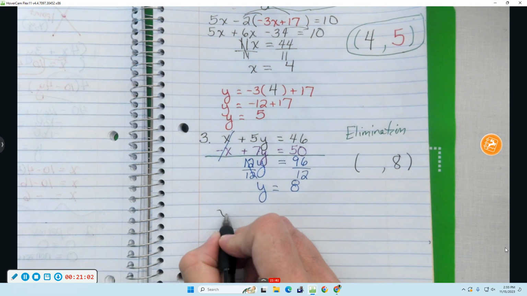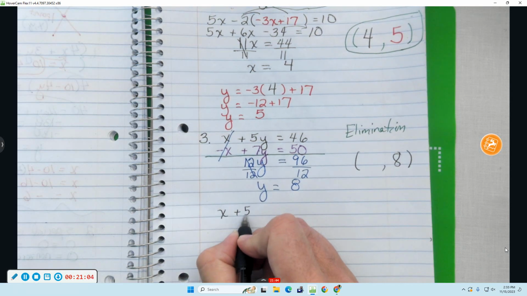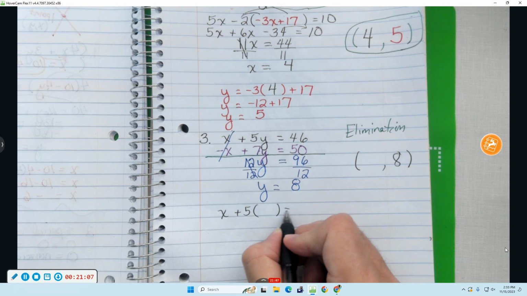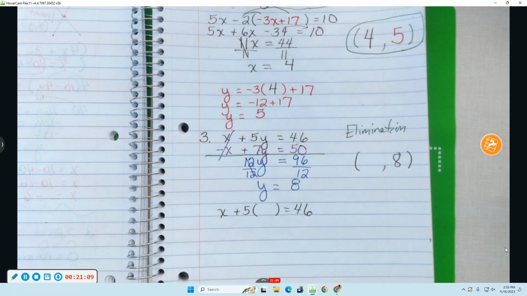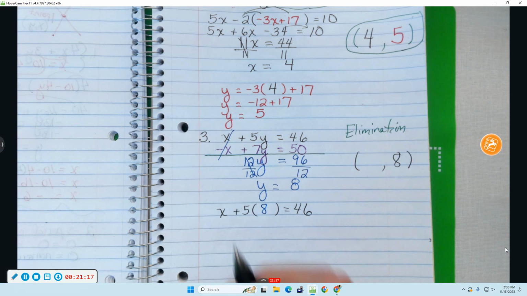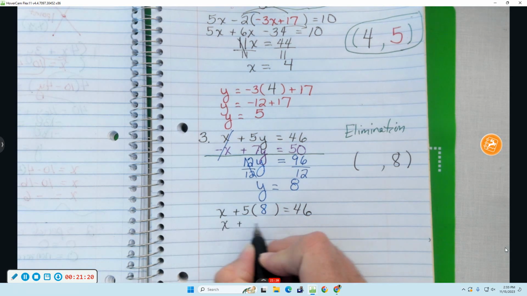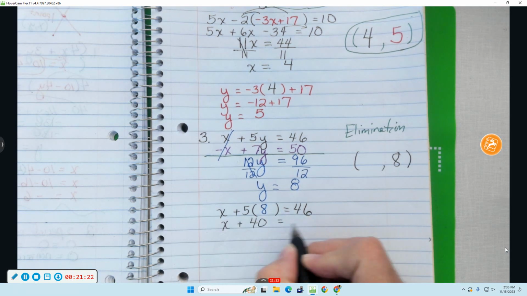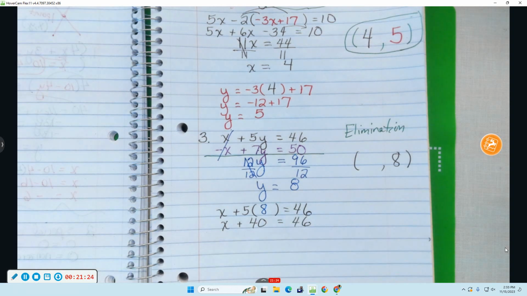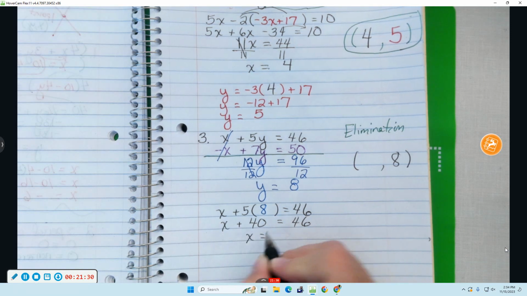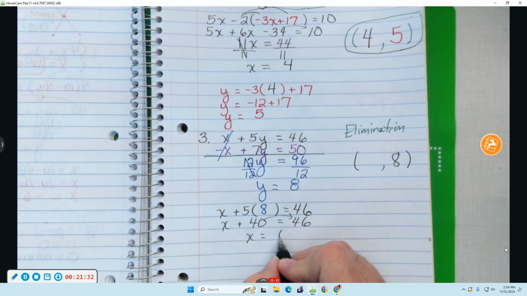So x plus 5 times y equals 46. The 5 times y, 5 times 8, so what do we have? x plus 40 equals 46. And subtract 40, what are we getting? x equals 6.